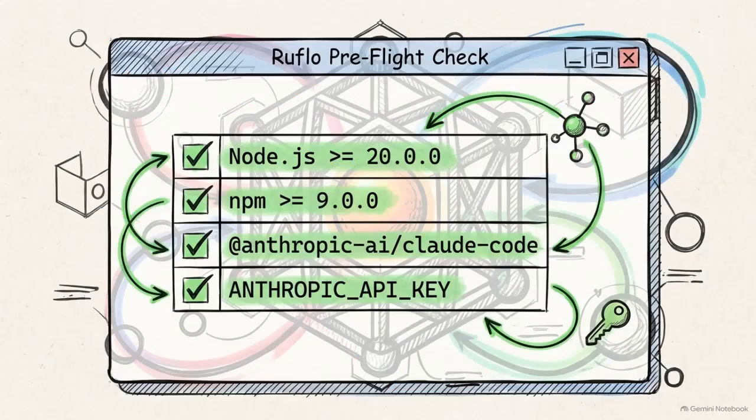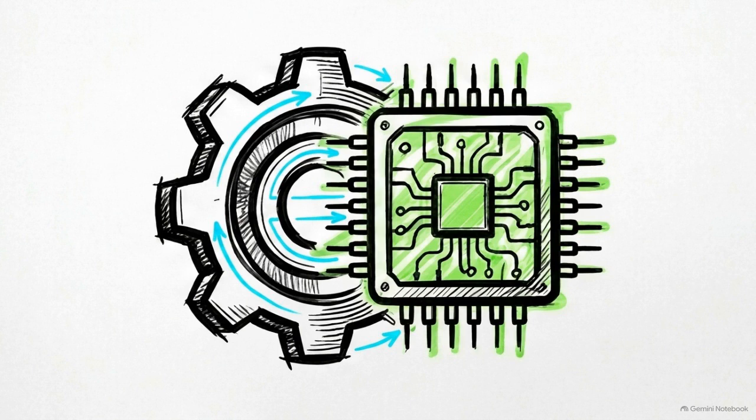This begins with the runtime. Verify you're running Node version 20. Your package manager, NPM, must be version 9. You need the Anthropic Claude Code CLI pre-installed. Finally, confirm you have an active Anthropic API key available for model routing. While WebAssembly fallbacks are available, using an x64 architecture is the standard path for production workloads.